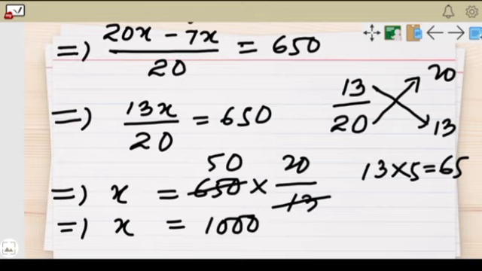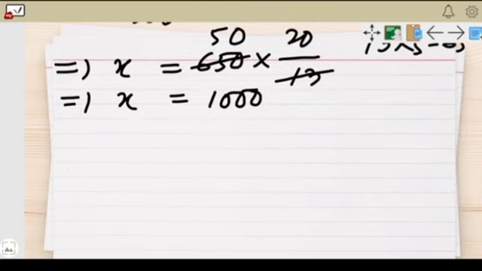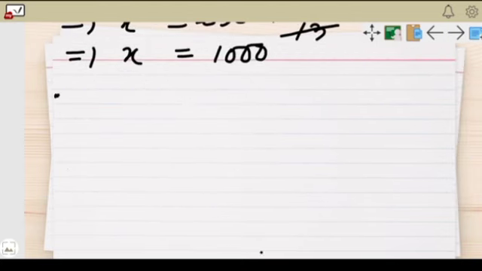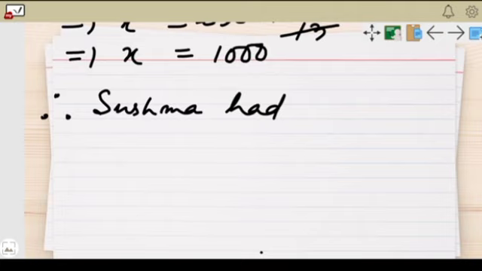What is this x? X is the amount that Susma had before spending for her birthday party. Okay, so let us give the conclusion now. Therefore, Susma had how much? Rupees 1000 before her birthday party.